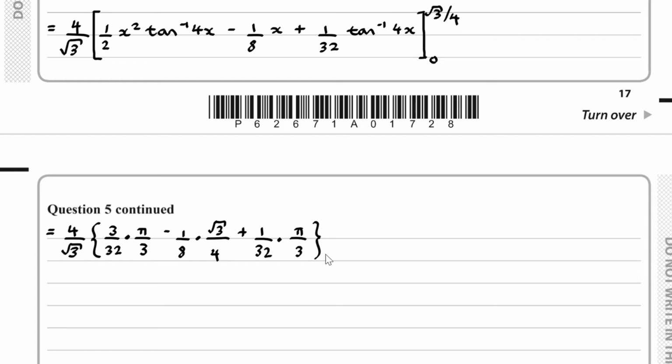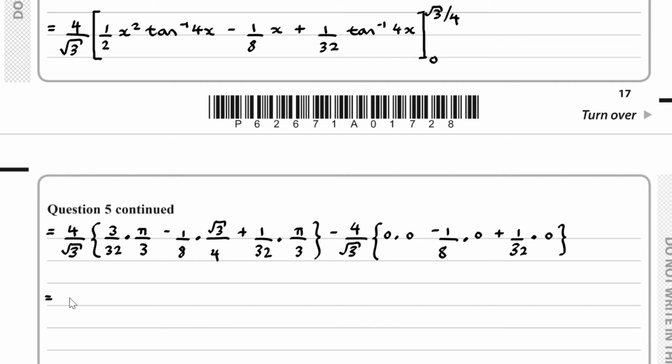So that's what we get for our upper limit. And for the lower limit, we have 4 root 3 multiplied by, well here, we're going to have 0 multiplied by 0 minus 1/8 times by 0 plus 1 over 32 times by 0. Well, happily all of that bracket disappears. So now we need to tidy up all of this.